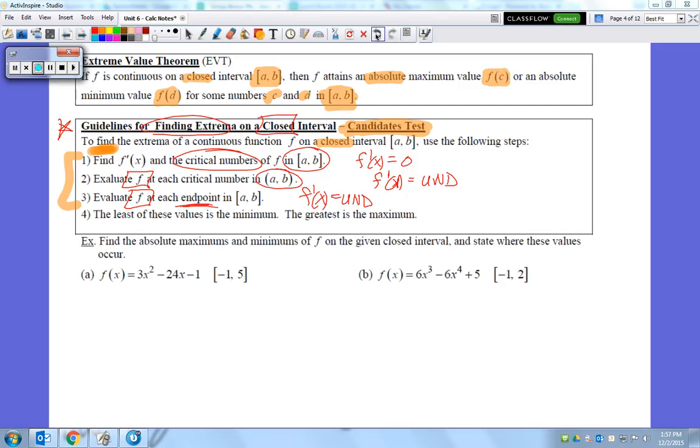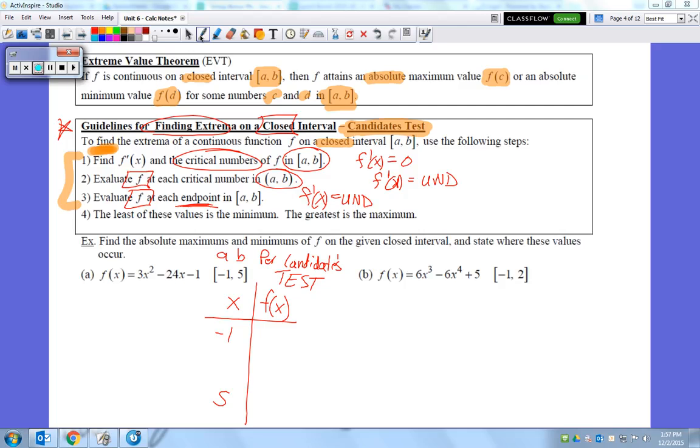Now, basically this is what I'm doing in a nutshell. This is A, this is B. If I were to list it out, something called the candidates test, so per candidates test, what I'm going to do is find the important numbers. I already know 2 of them. What are the 2 that I know? Negative 1 and 5. Why are they important? Because their derivative is what? Undefined, right? It's a critical number. Let's find the ones that exist in between negative 1 and 5.